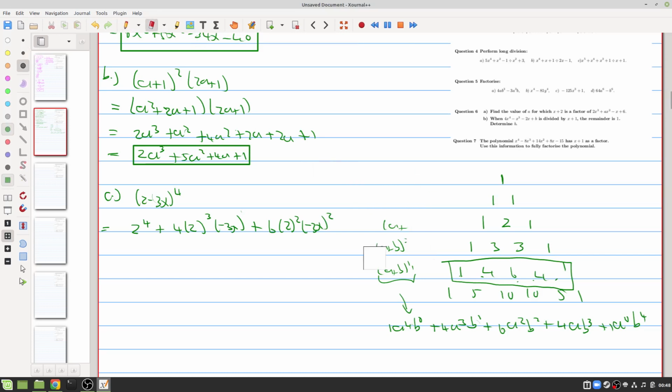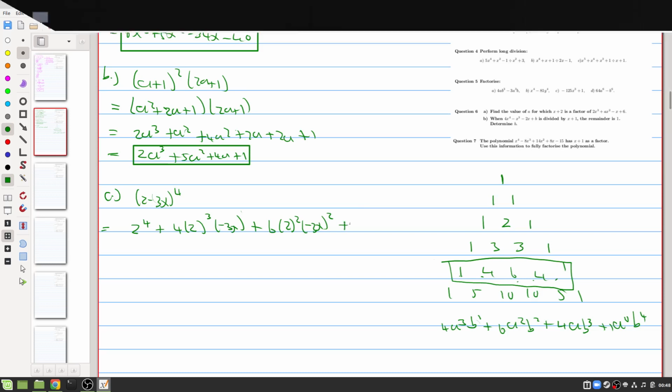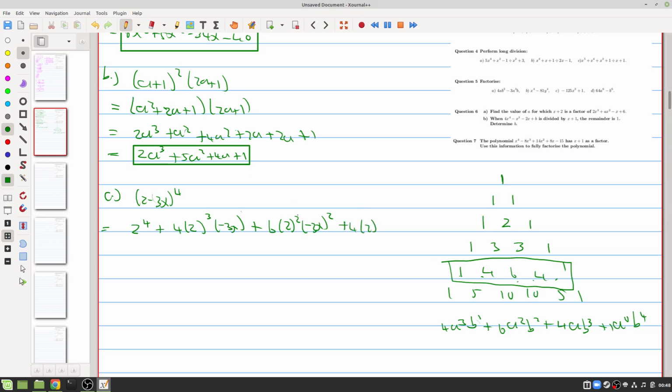Okay. Then we've got the next term is the 6, so we've got 6a to the power 2, so subtract 1 from the exponent, b, add 1 to the exponent, so 1 plus 1 is 2. Okay, let me just get rid of some of this, make some space. Then plus 4a, subtract 1 from that exponent, that's just going to be 2, and then add 1 to the b's exponent. And then finally, plus 1b, so a to the power 0 is just 1, and then b to the power 4. Okay, and let's simplify that a little bit.